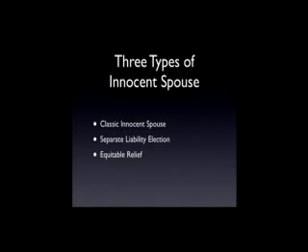The second type of innocent spouse is called a separate liability election. What that means is that if you don't qualify for classic innocent spouse, then you can apply for what's called a separate liability election. If you currently have a joint liability, then you can apply to have that joint liability separated as if you had both filed married filing separate returns. So let me give you an example of how that might apply.